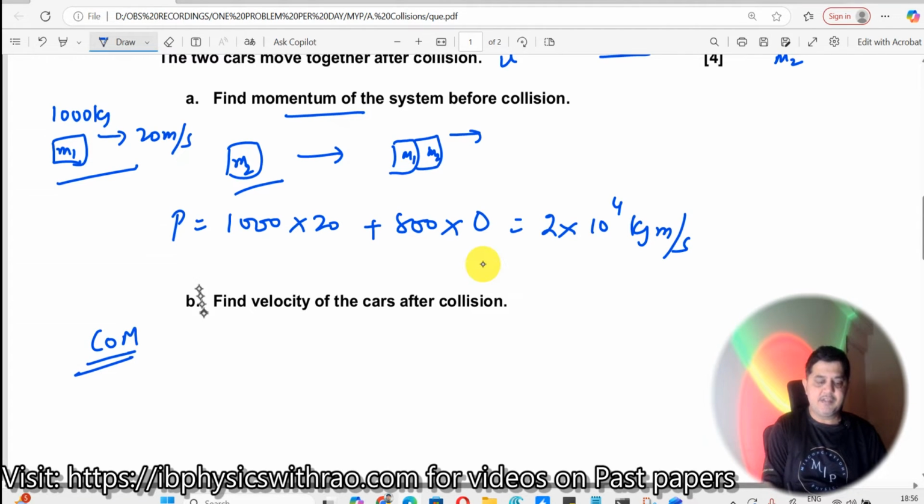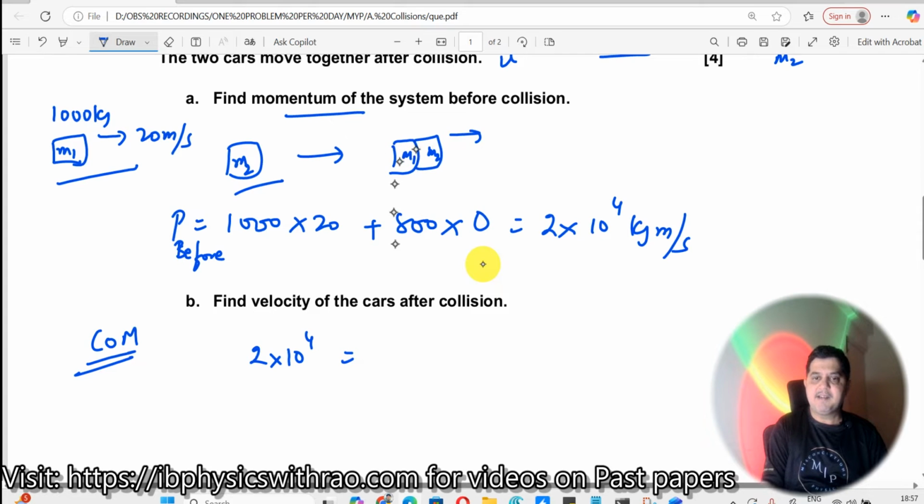How do I use conservation of momentum here? I can now say momentum before collision. What is momentum before collision? Before collision it is 2 into 10 to the power of 4, which is equal to momentum after collision. What is momentum after collision? See, both the blocks have joined together and are still moving.